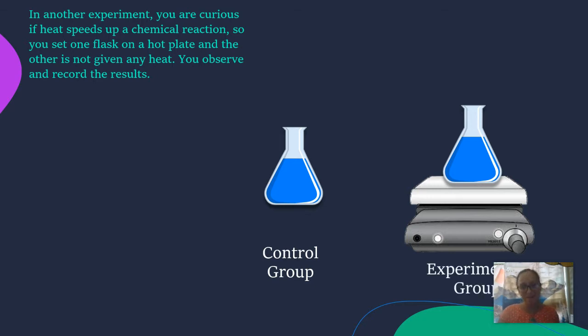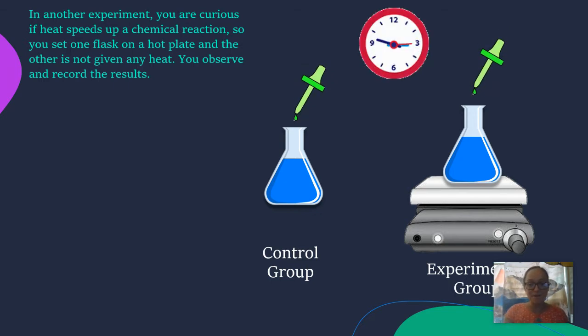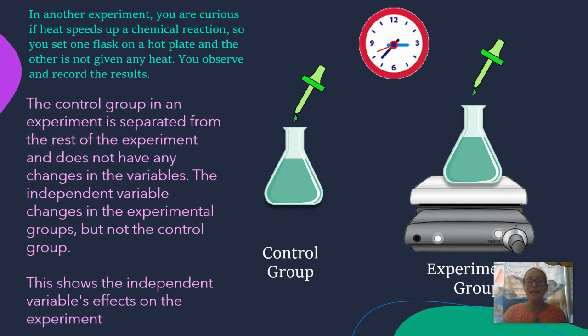And then we have our experimental group. You add whatever chemical you want to see react, you start your timer, and then let the reaction go. In this animation, you can see how, in the experimental group, the heat actually did increase the speed of the reaction. So the control group in an experiment is separated from the rest and does not have any changes in the variables. The independent variable changes in the experimental groups, but not in the control group. And this shows if the independent variable actually has an impact or an effect on your experiment. The control group is allowing you to compare.